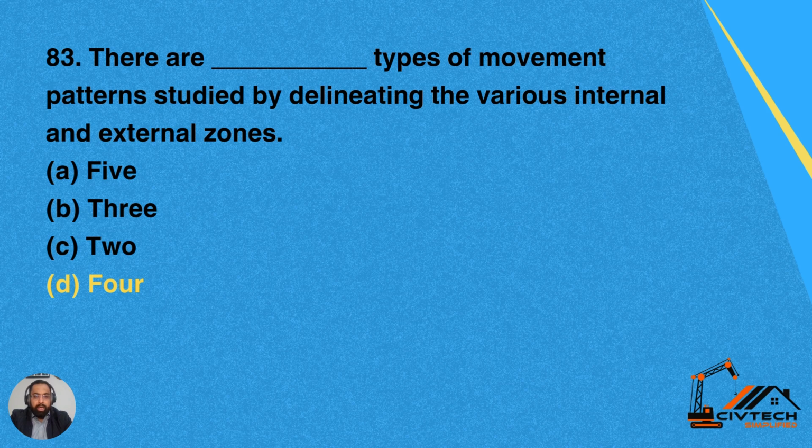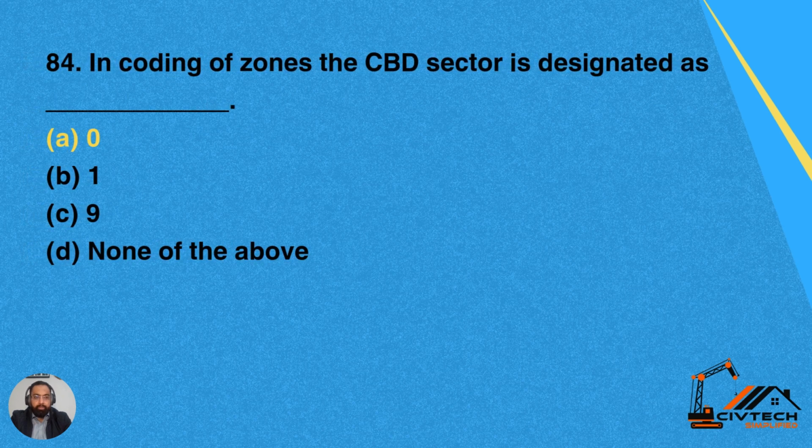Question 83. There are dash types of movement patterns studied by delineating the various internal and external zones. Option A, 5. Option B, 3. Option C, 2. Option D, 4. There are four types of movement patterns studied in various internal and external zones. So D here is the correct answer.